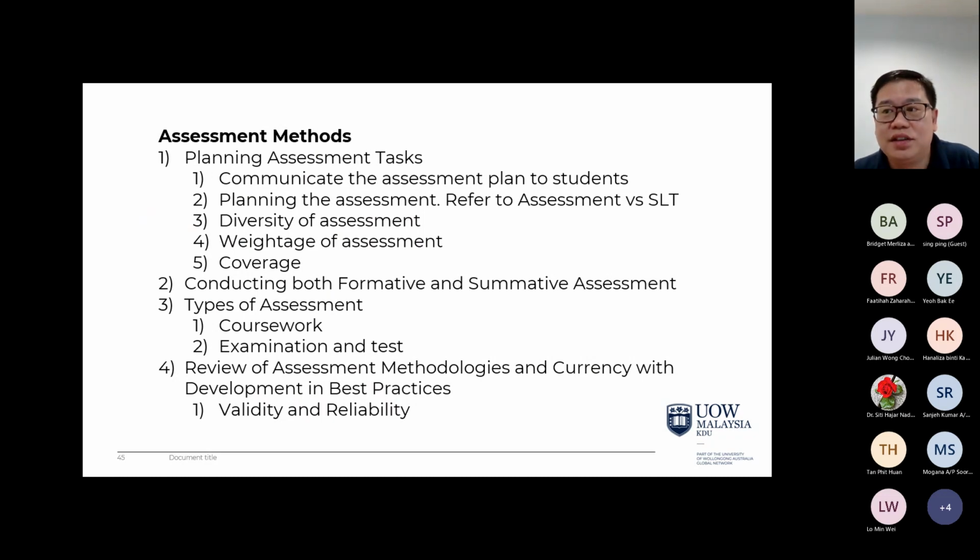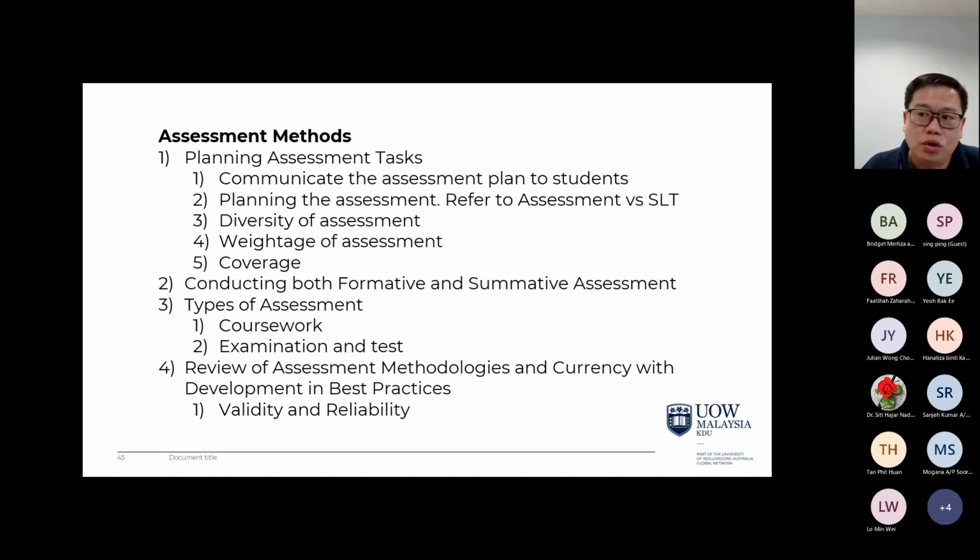All right. Diversity of assessment, different kind of assessment, not just one kind. Weightage on assessment, and also coverage. So that is on the planning. Okay. Then you conduct both formative and summative assessments. Then you have the different types of assessments, coursework, examination, and tests. And finally, you look into review of assessment methodologies and currency with development in best practices.